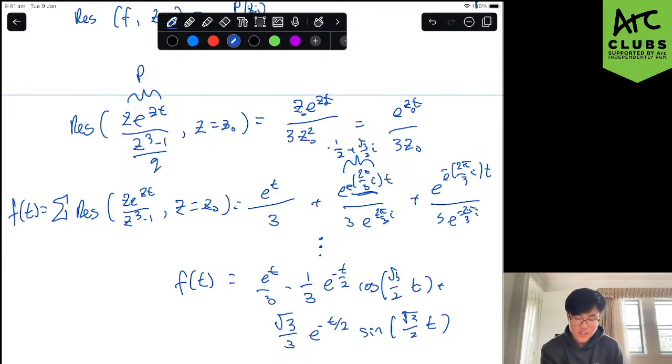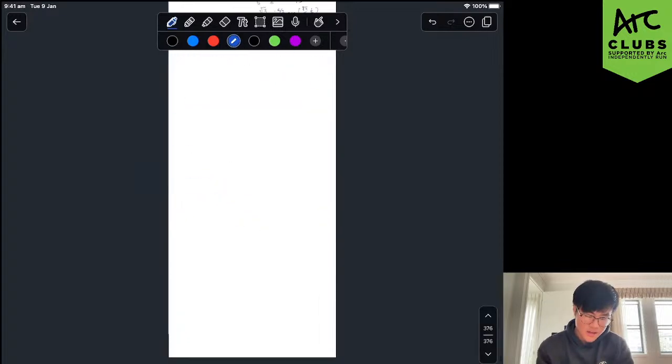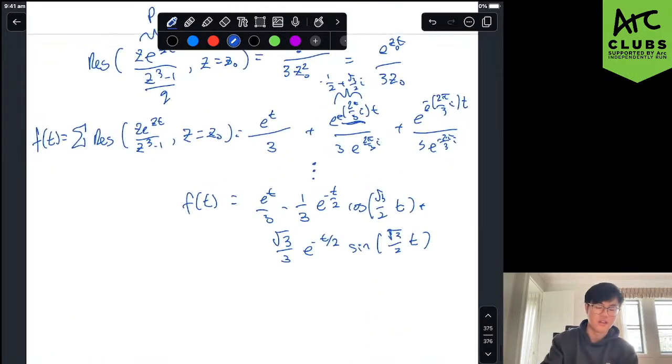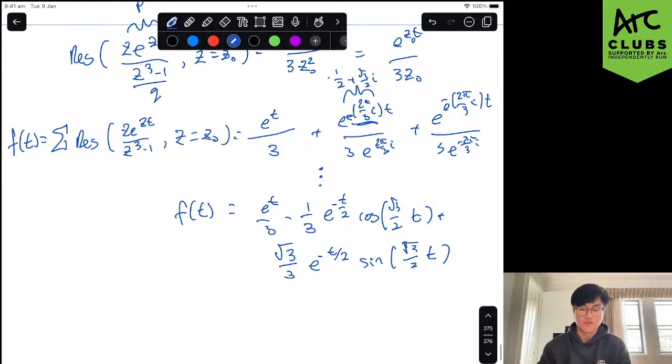If you do have issues going through the algebra step by step, we will be posting the slides online, so you can follow that to get a better idea of whether you made an algebra mistake along the way. But apart from that, that does bring us to the end of the revision.